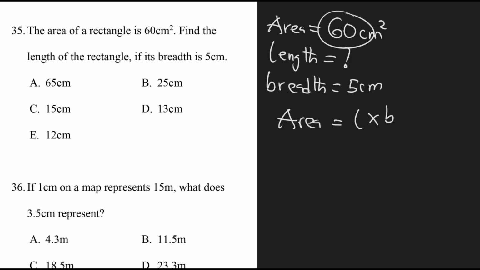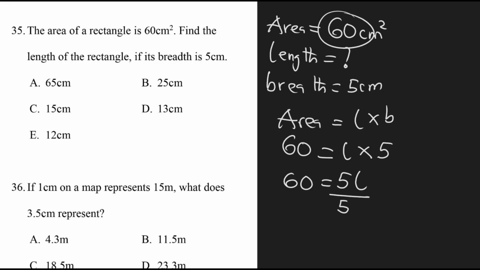So instead of area, we're going to write what? So we're going to have 60 is equal to, what is our length? Our length is not given. So we write L times, what is our breadth? Our breadth has been given as 5 centimeters. So we have times what? 5, right? So we have 60 is equal to length times 5, L times 5 is 5L.